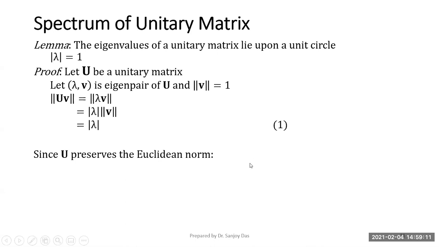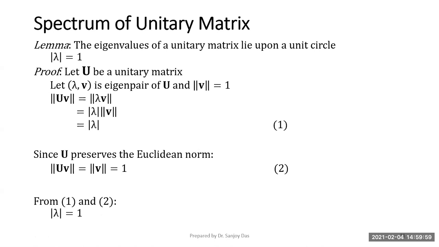Now, since U preserves the Euclidean norm from our previous lemma, we must have the norm of Uv equal to the norm of v, right? It must preserve the norm of this vector v, which is equal to 1. That's equation 2. Now, comparing the left-hand sides of 1 and 2, we see that both are the same norm of Uv, and so the right-hand sides must be equal. So the absolute value of lambda must be equal to 1. That's the claim. The absolute value of every eigenvalue of a unitary matrix must be 1. In other words, it must lie on a unit circle.